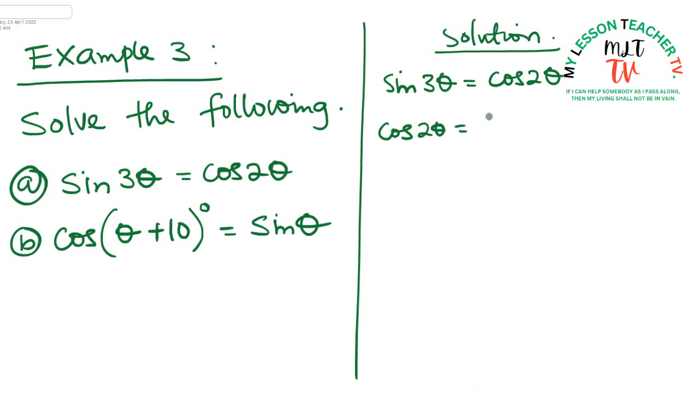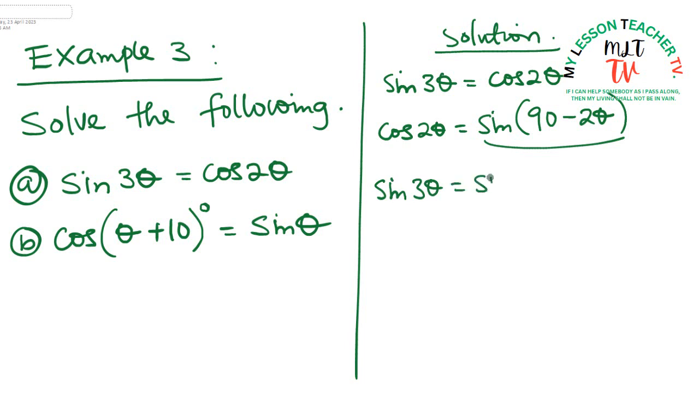is equal to sine into bracket 90 minus 2 theta. You substitute this for cos 2 theta in this equation. This becomes sine 3 theta to be equal to sine into bracket 90 minus 2 theta. I have eliminated cos from my equation. Then bringing out the angles, that is 3 theta will be equal to 90 minus 2 theta.